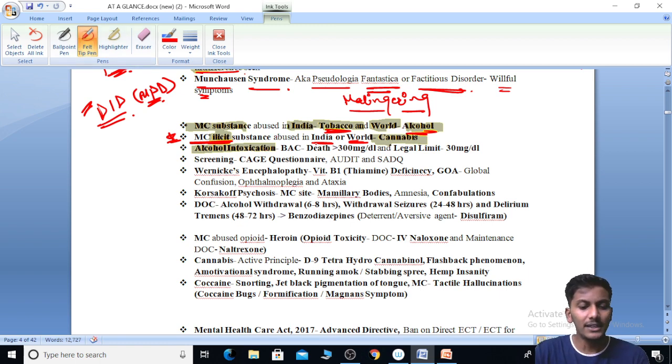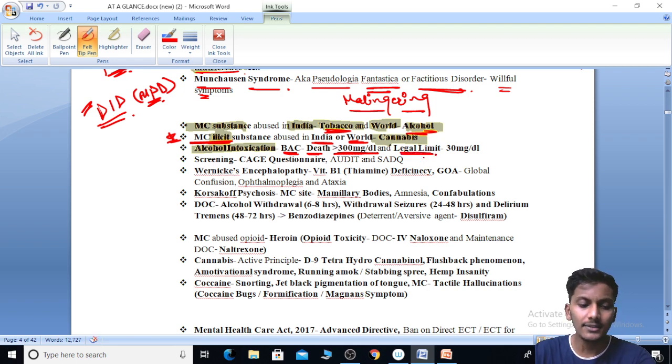So please remember, BAC is blood alcohol concentration. If a person is intoxicated with alcohol, the person can die if the blood alcohol concentration is more than 300 milligram per deciliter. If the blood alcohol concentration is more than 300 milligram per deciliter, the person would die. Please remember this. What is the legal limit of taking alcohol?